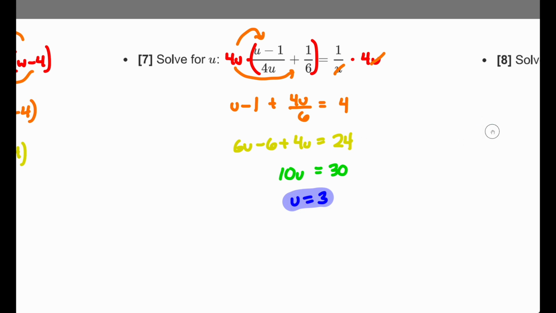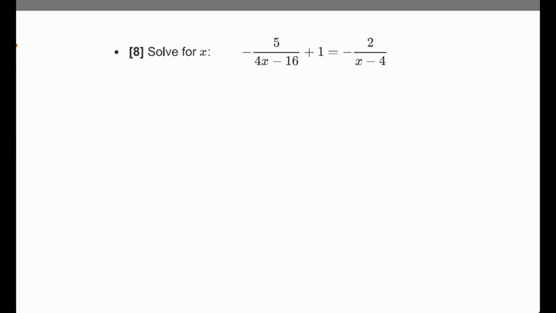And let's move on to the next one. This one says solve for x. First thing we're going to do is actually factor again, because you can. So this is going to be 4 times x minus 4, which is nice because you notice some x minus 4 here too. So it's going to help simplify things a little bit.